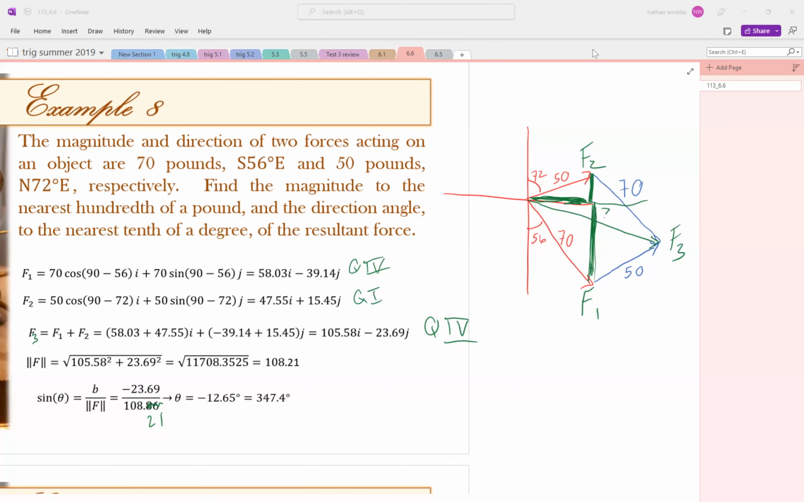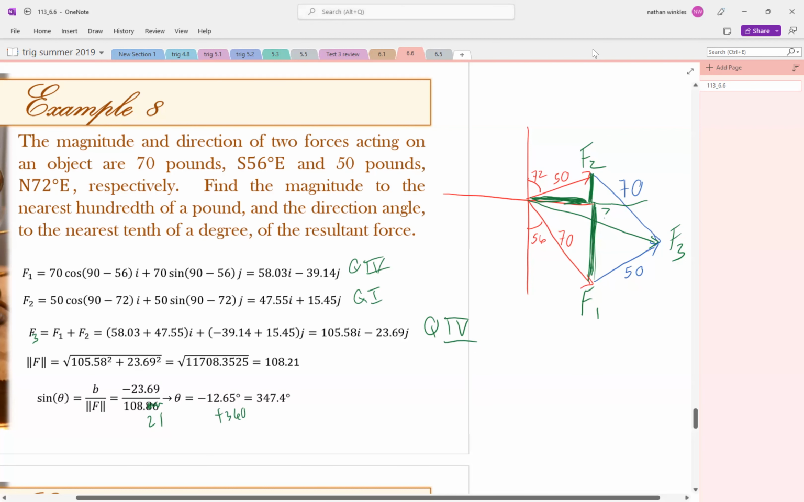When we do that, we do our inverse sine there. We get theta to be negative 12.65 degrees. We don't want a negative theta, so we need to add 360 to that. So plus 360 gives us 347.4. So that would be this entire angle here.